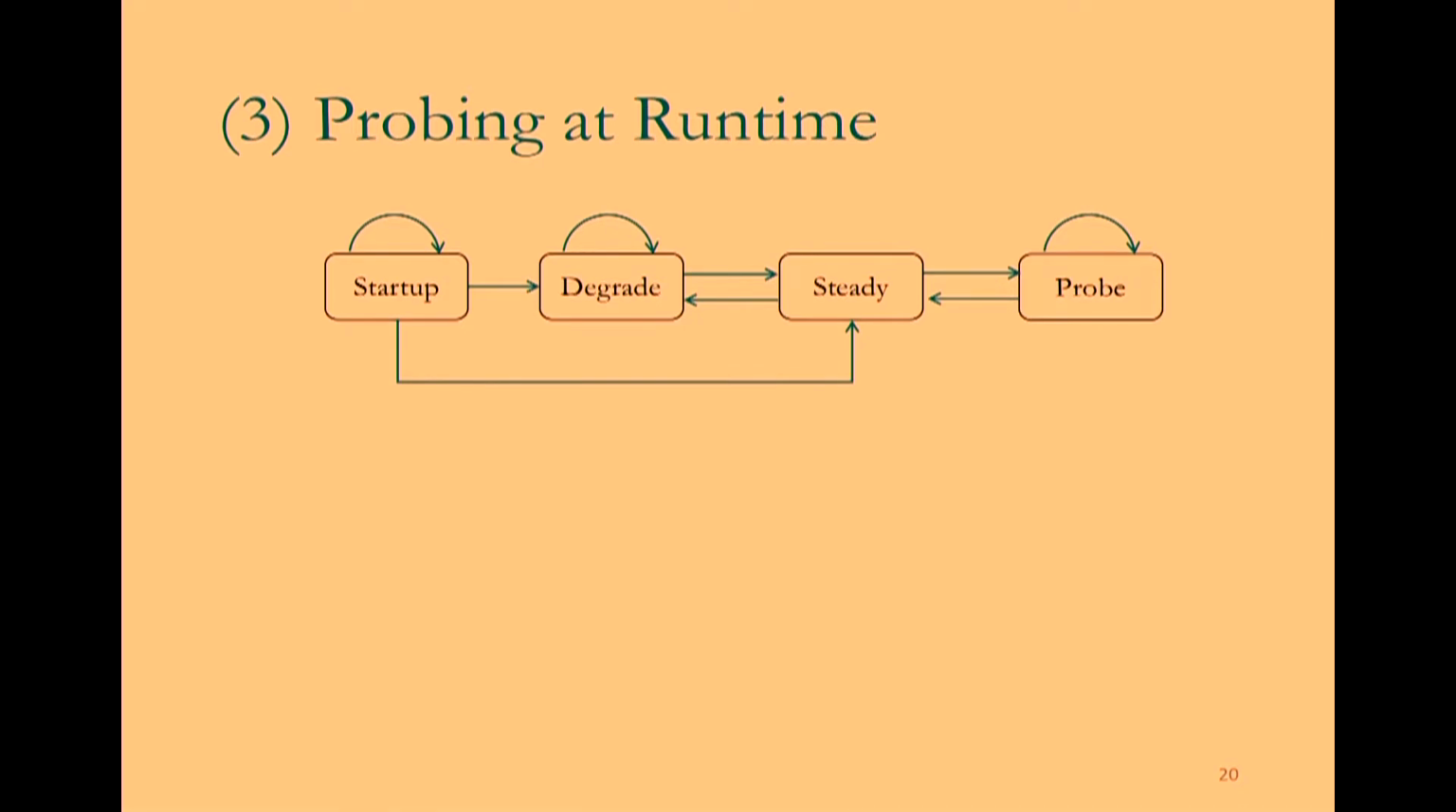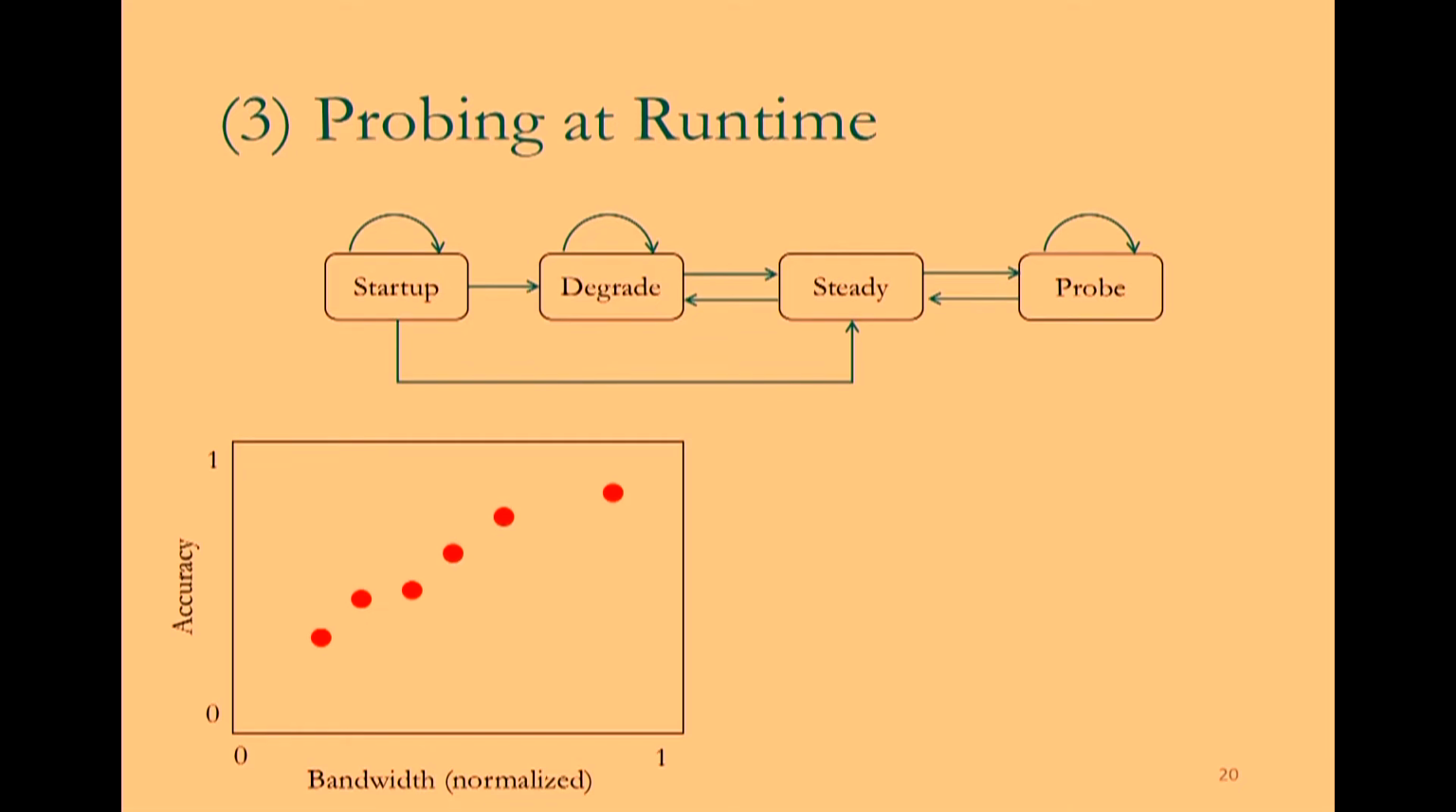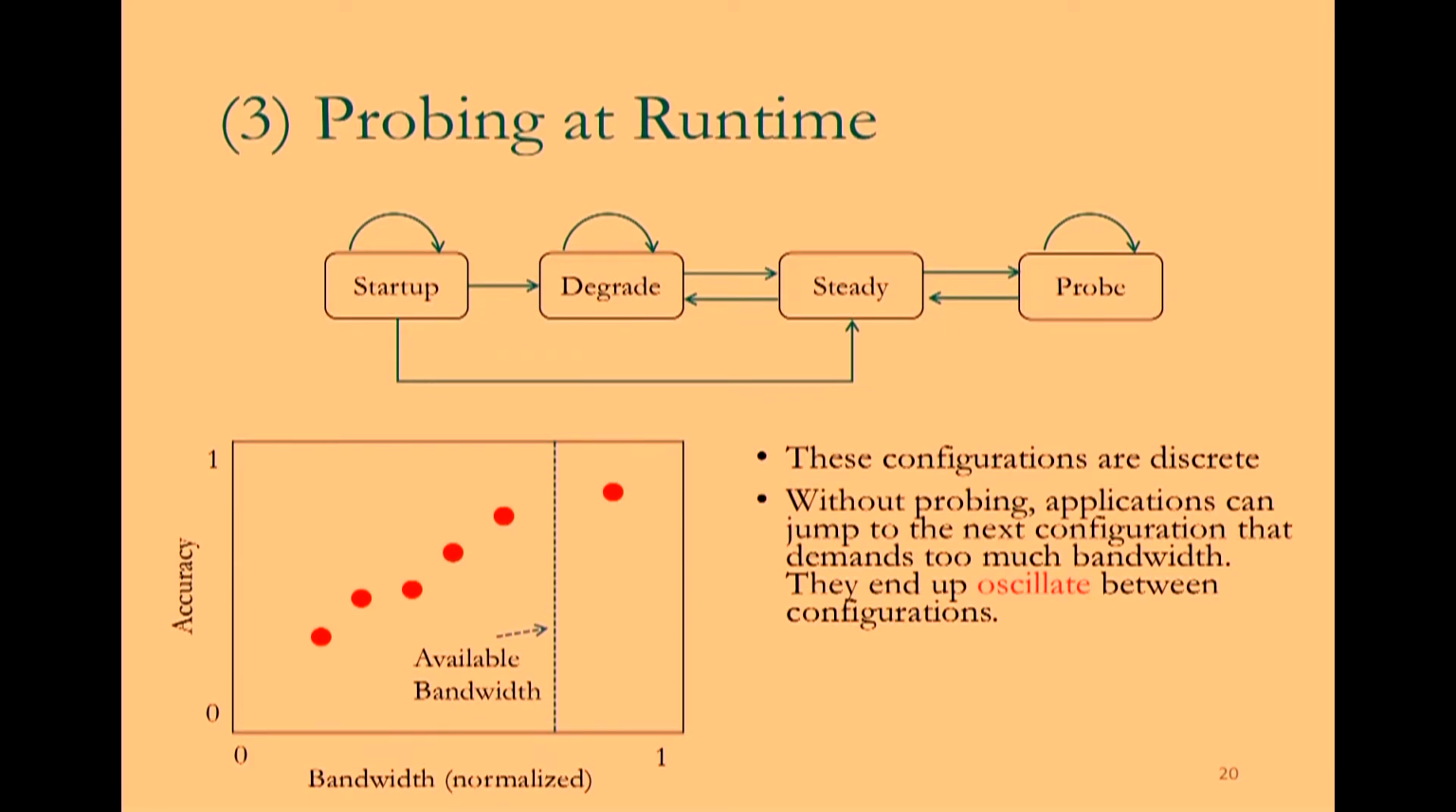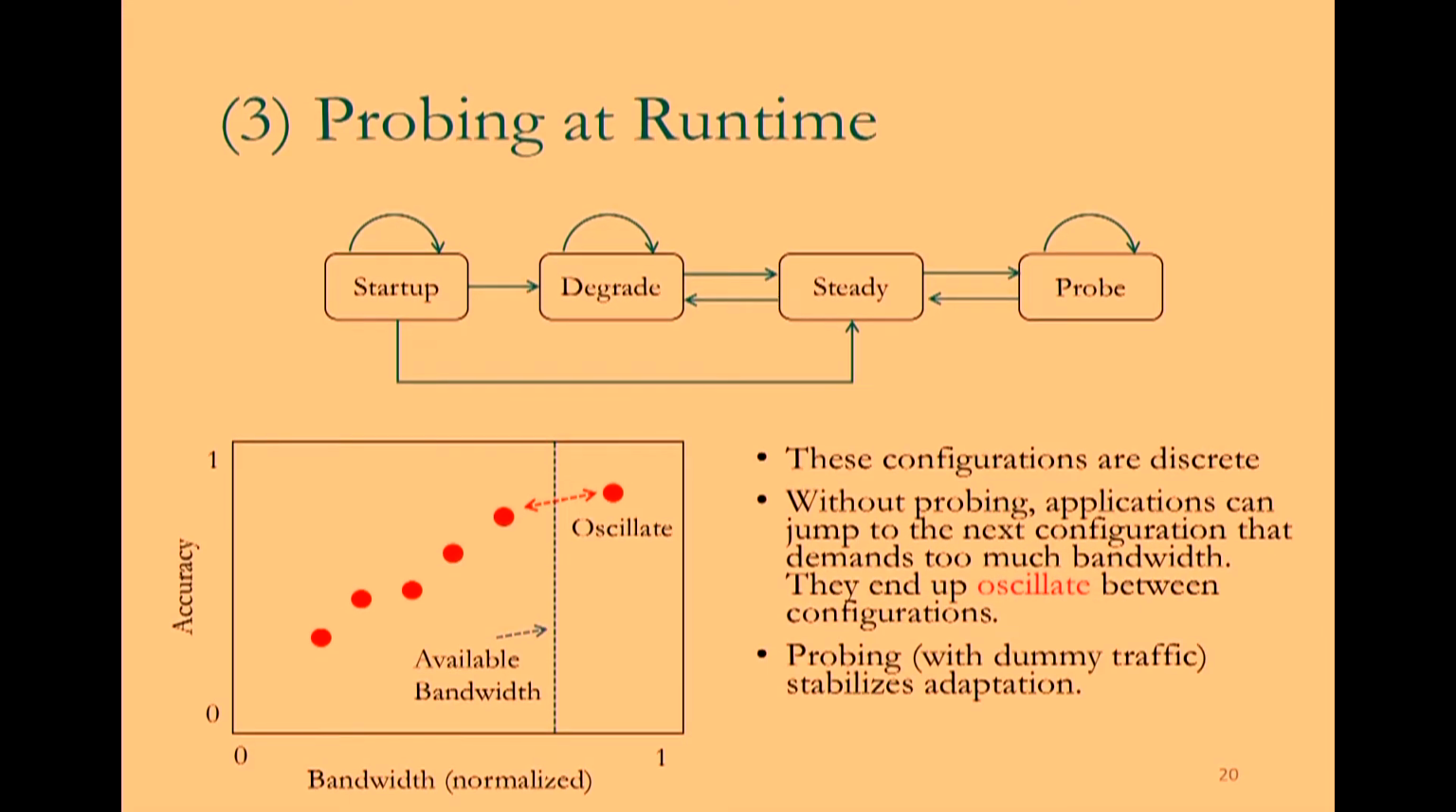Now, before moving on, let's quickly discuss the importance of the probing phase. Recall that in the learned Pareto optimal profile, the configurations are discrete. So suppose that the available bandwidth is between 2 configurations. Then without probing, the applications can jump between the 2 configurations. And so basically it starts from one configuration and then jumps over to another. It may demand too much bandwidth, it goes back, and it can keep oscillating between the 2. Probing allows AWStream to ensure that there is actually enough bandwidth before it moves on to the next configuration.